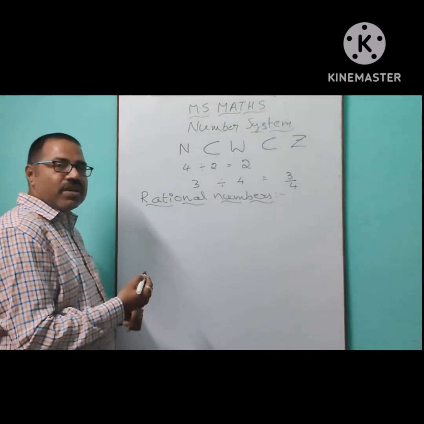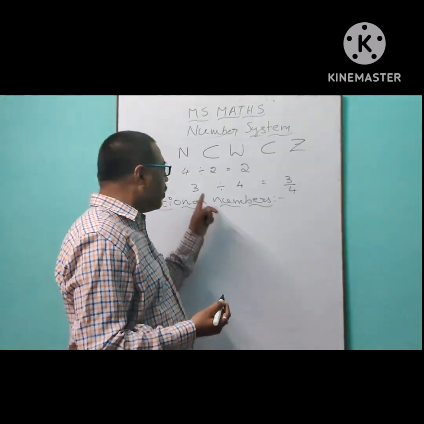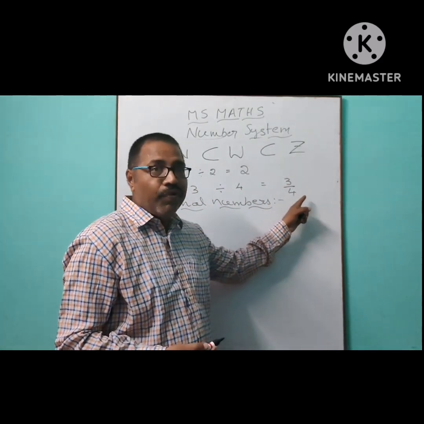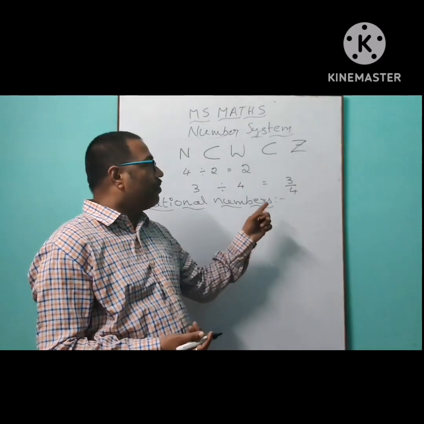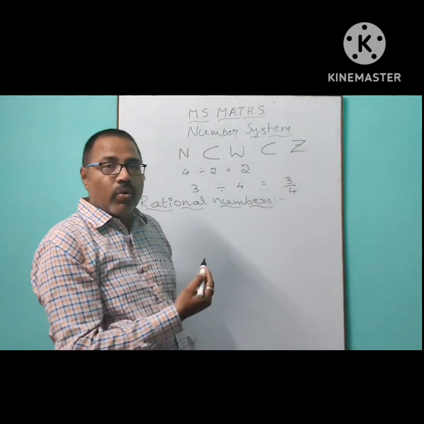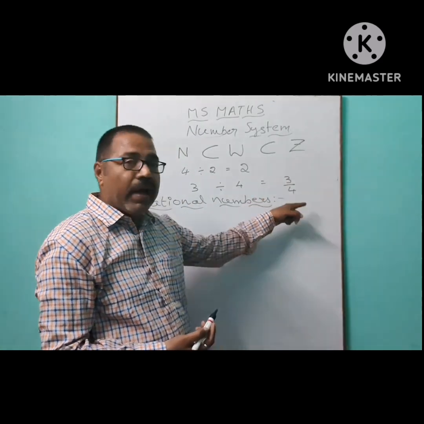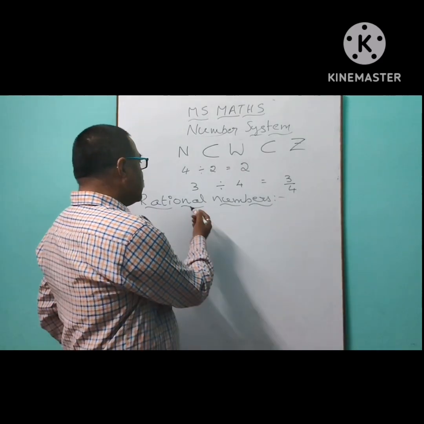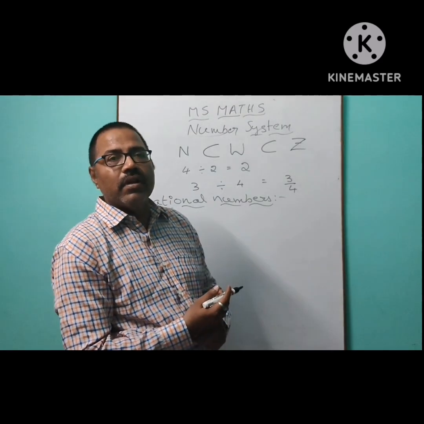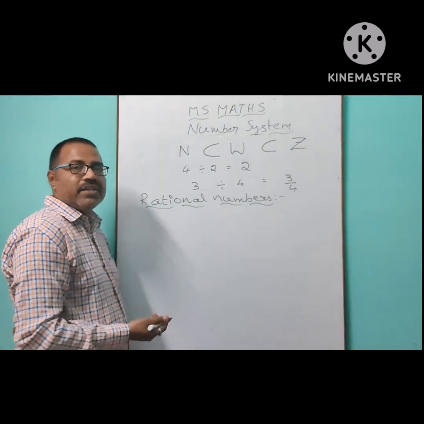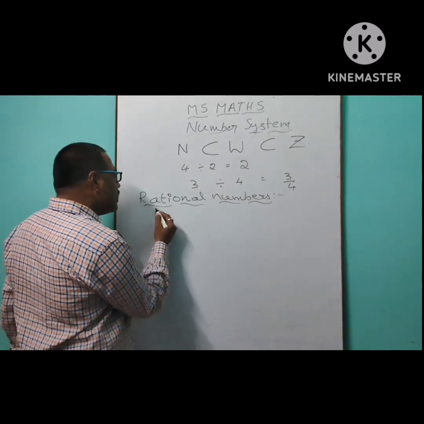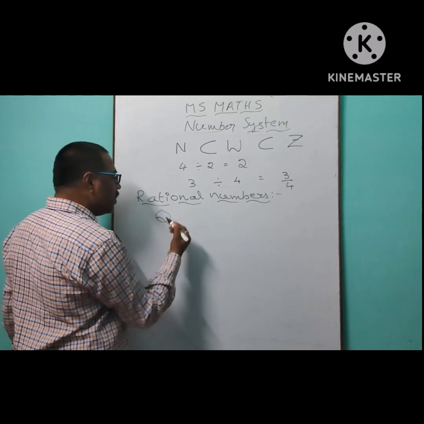So what are these rational numbers? Here I try to find the ratio of 3 and 4, thereby getting the quotient 3 by 4, children. That's why this system is known as rational numbers. So what are rational numbers? These rational numbers are denoted by the letter Q.